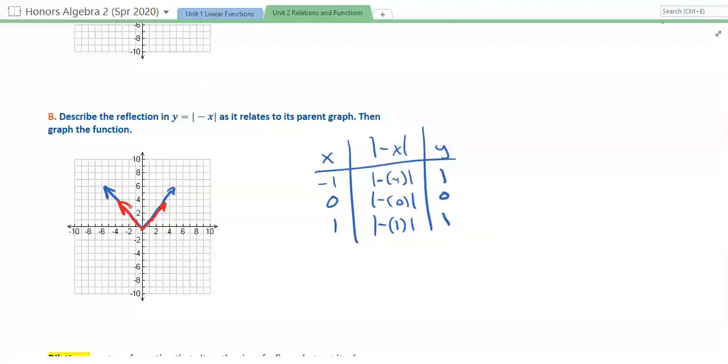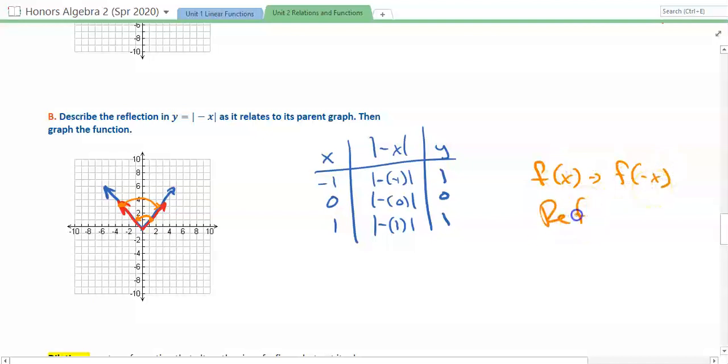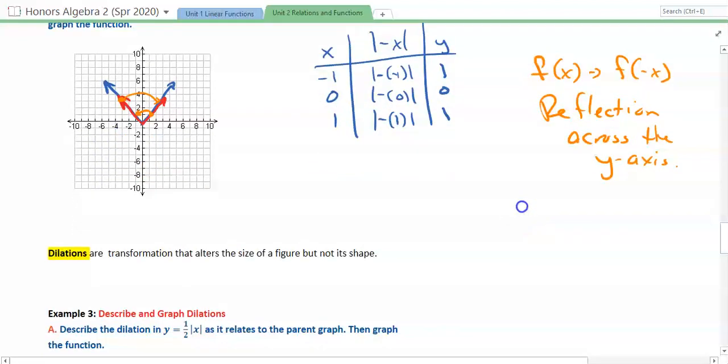Now, it doesn't look like much happened here because the red is the blue. They're the same picture. But had I had a function like x cubed, we would see that what really happens is that the points that were here reflected over here, and the point that was here reflected over here. And so this is a reflection across the y-axis. And so when that negative is sitting inside the function, it's not going to reflect across the x-axis, but the y-axis. Because your x values are changing, not the y values.